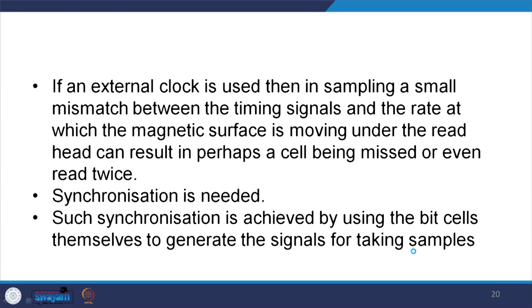Now, if we are using an external clock for this purpose, then there may be a small mismatch between the timing signal and the rate at which the magnetic surface is moving under the read head. This can result in a cell being missed or even read twice. So, synchronization is needed between the time it is read and the time it is clocked, and such synchronization is achieved by using the bit cells themselves to generate the signal for taking the samples.